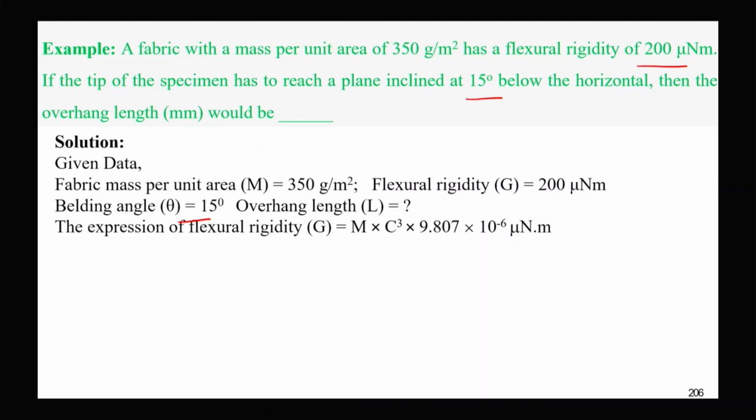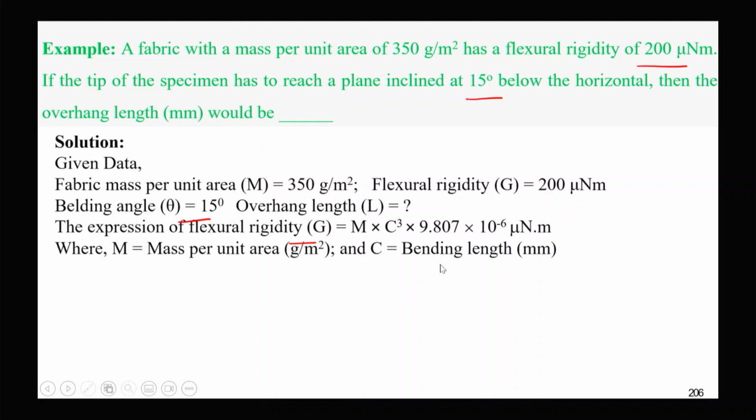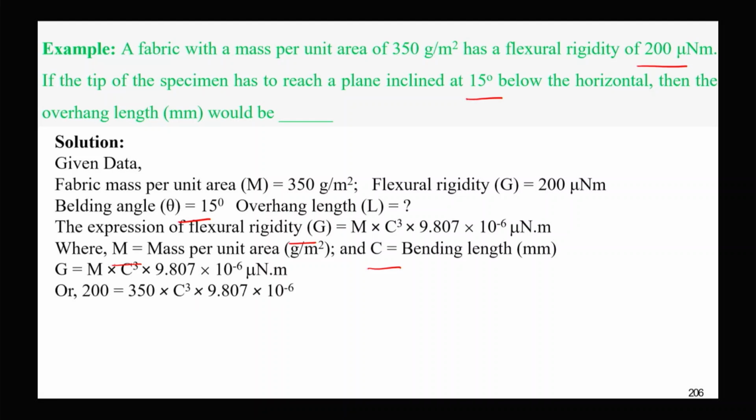So from this relationship, G equal to M C cube multiplied by 9.807 multiplied by 10 to the power minus 6. M value is given and C is the bending length, and from this relationship we can calculate the bending length here. So the bending length is 38.041 millimeter.